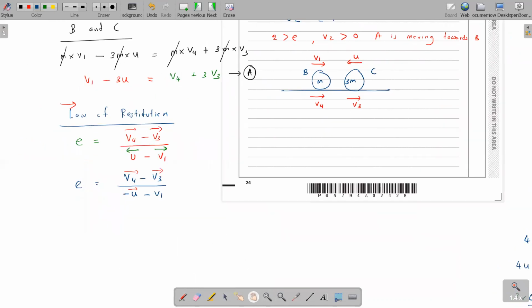I can obviously see I'm getting a lot of negative signs here. Minus U minus V1, I'll bring it over here, V4 minus V3. Is that okay? So this is my second equation, equation B. What I'm trying to do is find V4, because I'm concerned about the velocity of B. I just want to find the V4 value, because I want to see whether there's another condition with A.